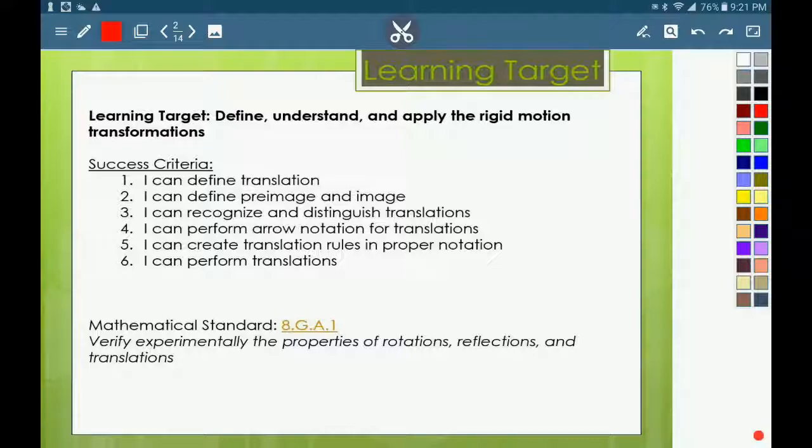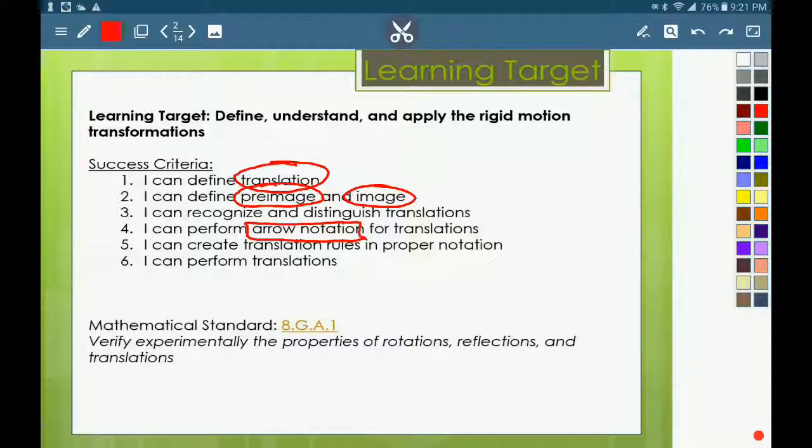So if we take a look at our success criteria, we're going to define a few things. The three things we're going to define are the words translation, pre-image, and image. So keep an eye out for those in the intro to our first example. We're going to recognize and distinguish translations, so we're going to be able to pick out if a translation has happened. We're going to perform what's called arrow notation. That's going to help us in our future transformations.